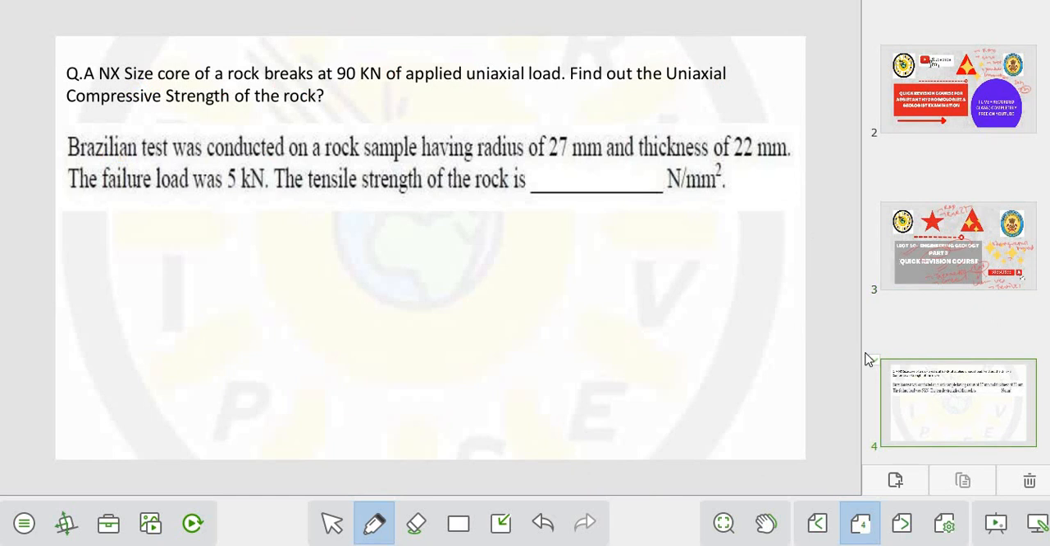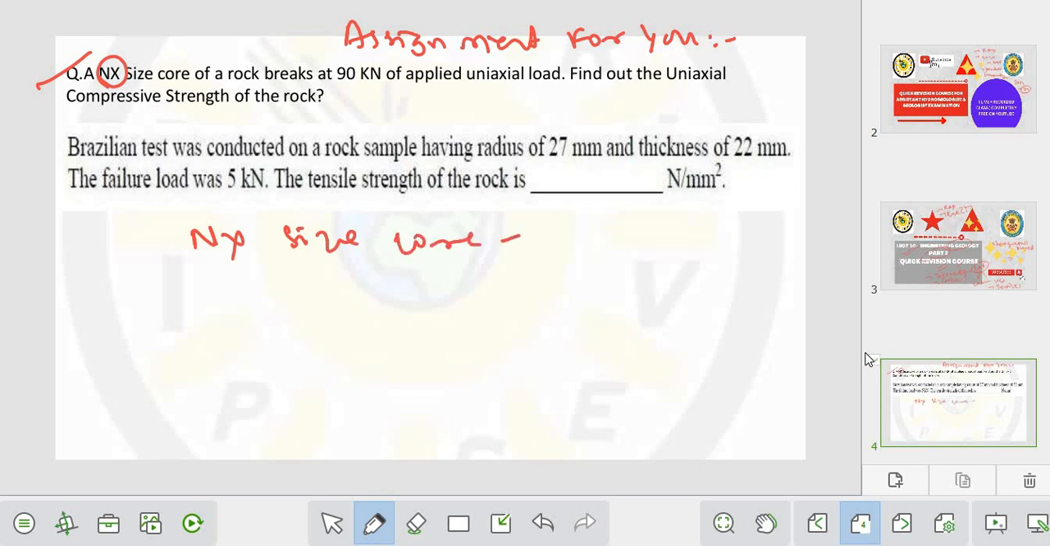I have already given this question. This is an assignment for you. I gave this in the previous video. So the thing is, this is the NX core, the specimen.